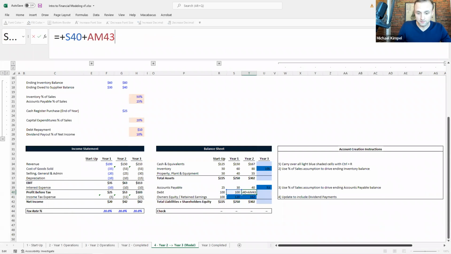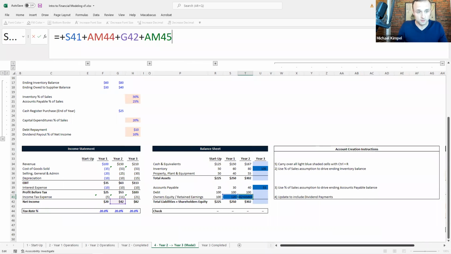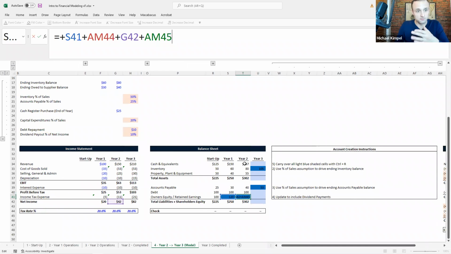The debt is going to be a function, just again recapping here, of the prior period plus any borrowings or repayments. And then owner's equity is going to be the prior period plus any investments by the owners, any payments to the owners, and then any accumulated profit. So the formulas are already there. We just simply need to move them over.